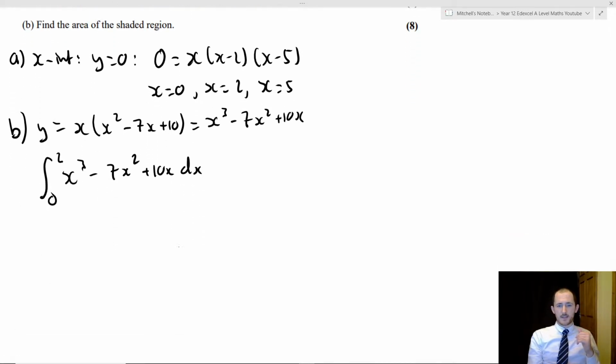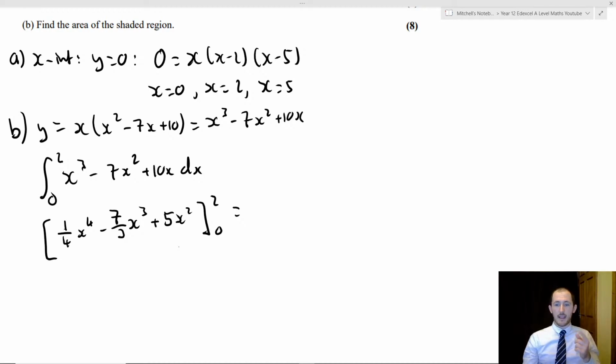If we integrate this, we add 1 to the power and divide by the new power. So that would be 4 divided by 4, so a quarter x to the 4, minus 7 over 3 x cubed, plus, divide by 2, it's going to be 5x squared. Now again, I can use my logic, because you know how we normally sub in 2 sets of brackets, the 2 and the 0. If I sub in 0 to this, I get 0. So I can just sub in the 2. Be careful, that's not always the case, but in this case it's 100% fine.